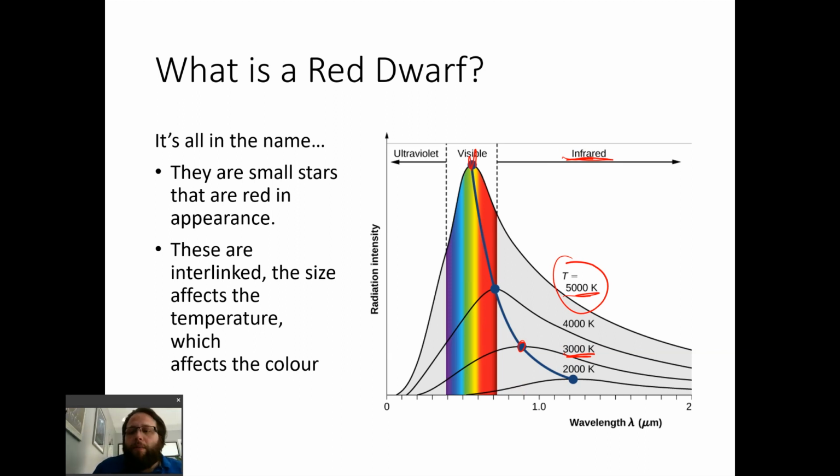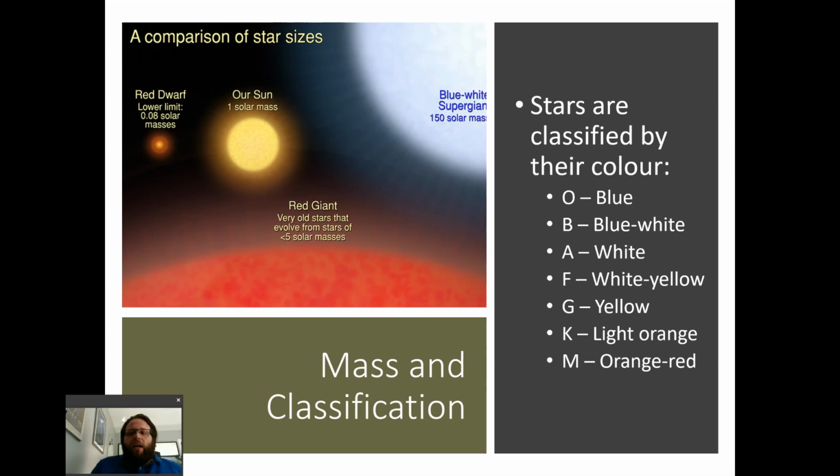So let's have a look at a little bit more information about red dwarf stars. We classify stars based on their colour and their temperature, and we use this nomenclature here, OBAFGKM. Now the way we remember that in astronomy is "O Be A Fine Girl, Kiss Me," or "O Be A Fine Guy, Kiss Me." And so that's a good way of remembering it.